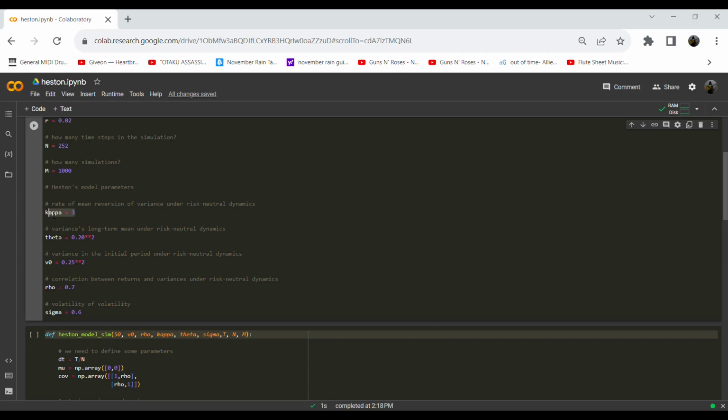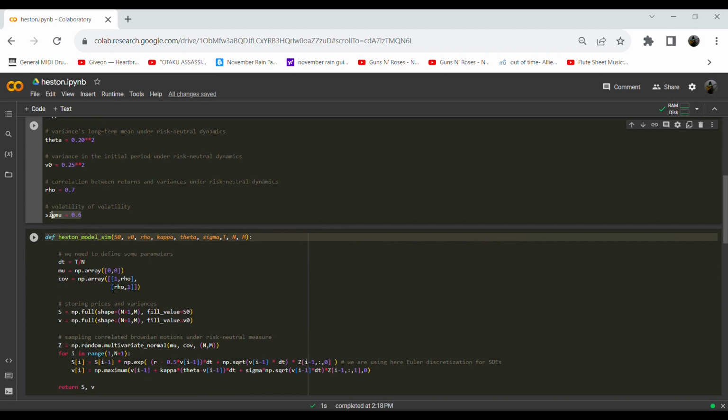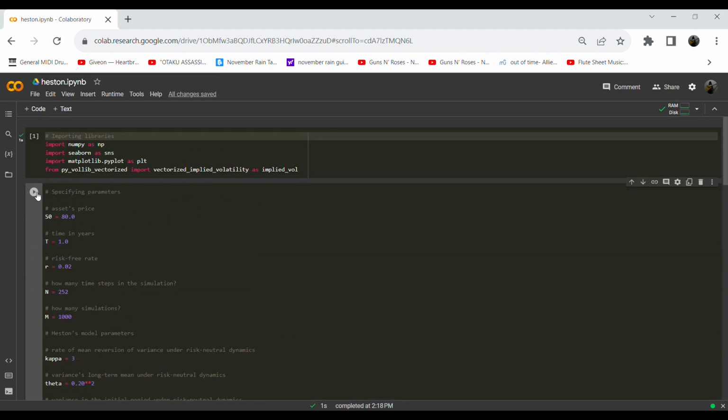The first parameter we are going to define is the rate of mean reversion of variance under this risk-neutral probability measure. The second parameter is the variance long-term mean under risk-neutral dynamics. The third one is the variance in the initial period under this risk-neutral dynamics. We need to specify a correlation between returns and variance under this risk-neutral dynamics, and finally, we need to specify a volatility for the volatility of the underlying stock price, the parameter sigma in the second equation of the two equations that I showed you. So let's run the cell.